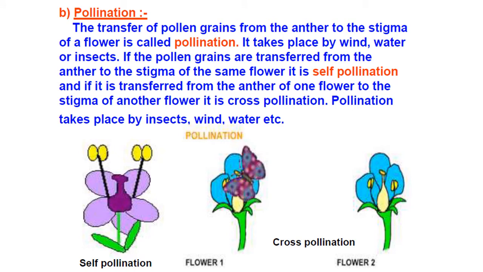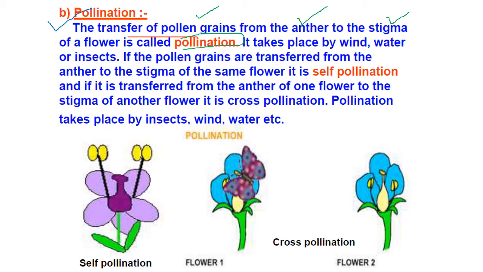The next topic that you need to know is pollination. What actually is pollination? Pollination is the transfer of pollen grains. Pollen grains are the yellow powder that you will find on any kind of plant. When pollen grains are transferred from the anther to the stigma of the flower, it is called pollination.